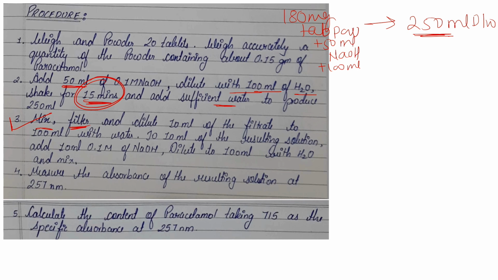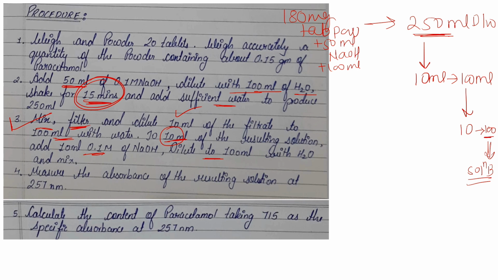Then you are withdrawing 10 ml from this and dilute it to 100 ml with water. Again, to 10 ml of the resulting solution, add 10 ml of NaOH and dilute to 100 ml with water. So again, from this we are withdrawing 10 ml and making up the volume to 100 ml. This addition of 10 ml has been considered here. So the ultimate volume which we are making up is written over here, right? And then we have to measure the absorbance of this solution. Let me write this as solution B.